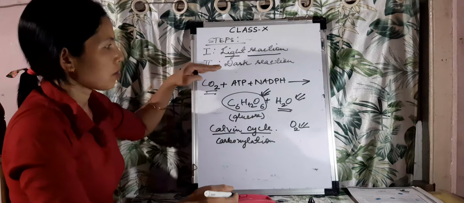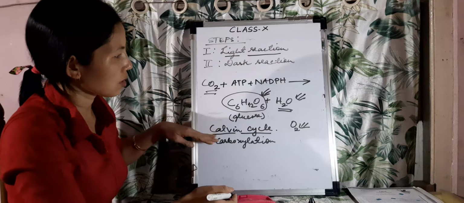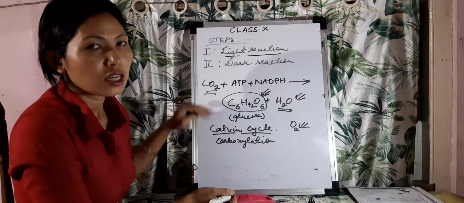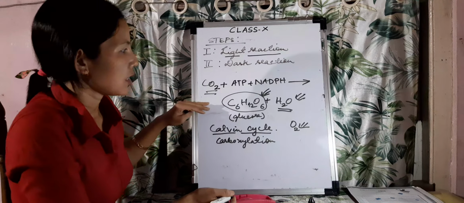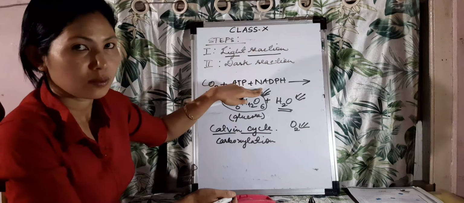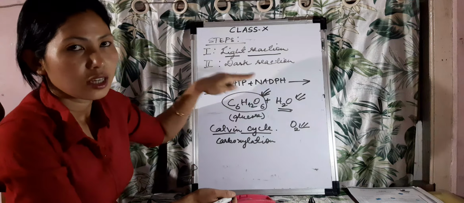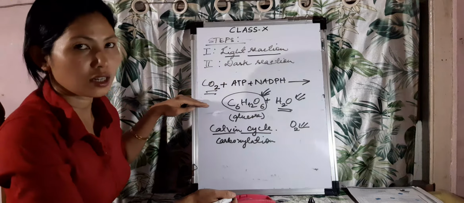So this is about dark reaction. So you can understand that there is no use of light. Light is not directly involved here, rather the products of light reaction. But of course light is used in the process, but not in the dark reaction.